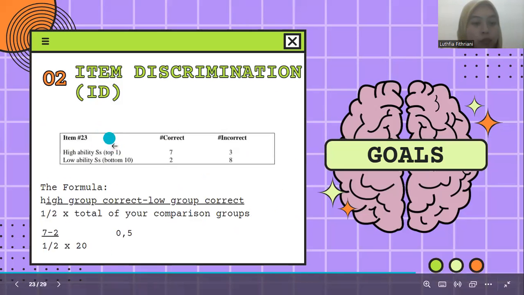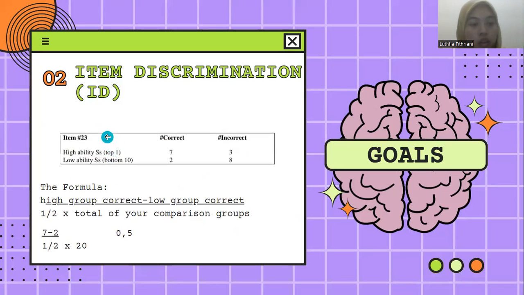So for the high ability students and low ability students. In the high ability group, the students who answered the question correctly are 7, and the students who did not are 3. In the low ability group, the students who answered correctly are 2, and the students who could not answer correctly are 8.